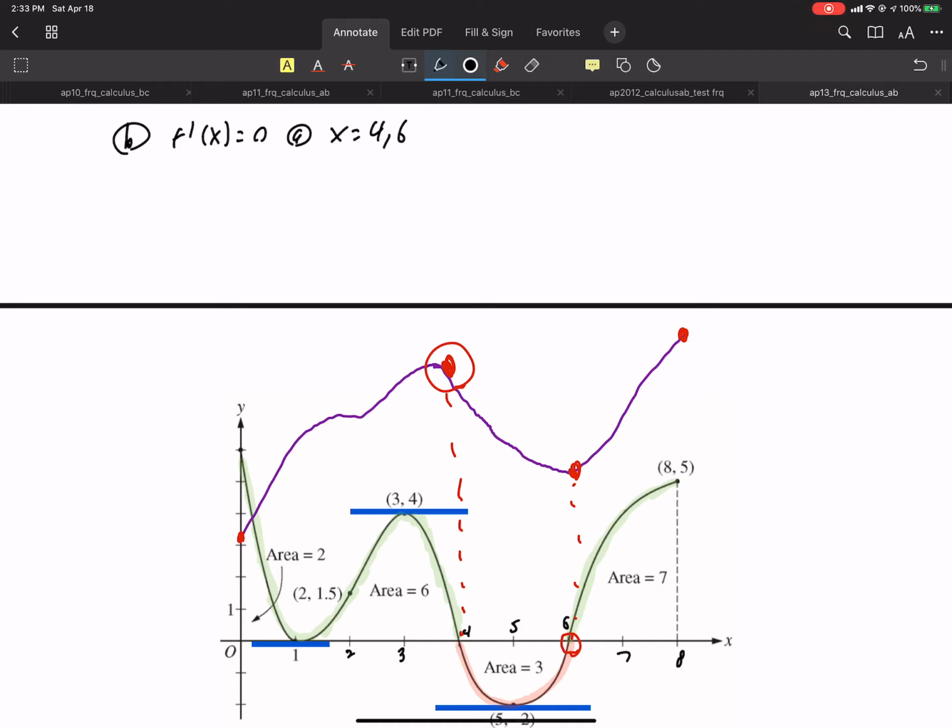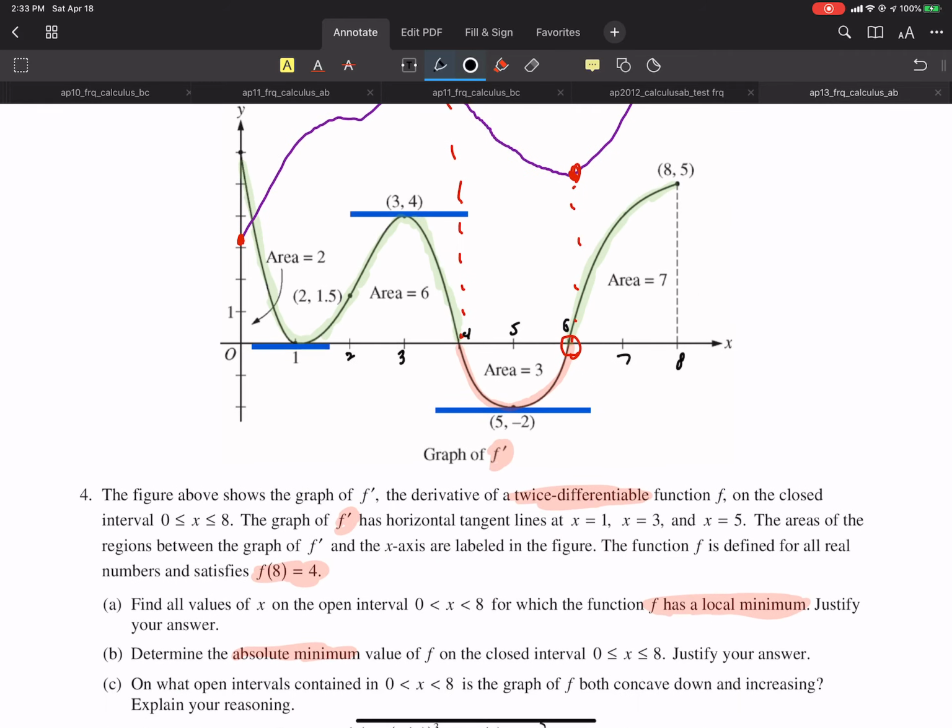Now, how do I find the absolute minimum? Well, I have to find the y value at the endpoints and the critical points. So I'm going to find f of 0, f of 4, and again, you could ignore 4 if you explain that's a relative maximum, but I'm just going to throw it in here because it's pretty easy on this problem. And the endpoint is going to be 8. So if I find the y values at the endpoints and critical points, the biggest one must be maximum, smallest one's minimum.